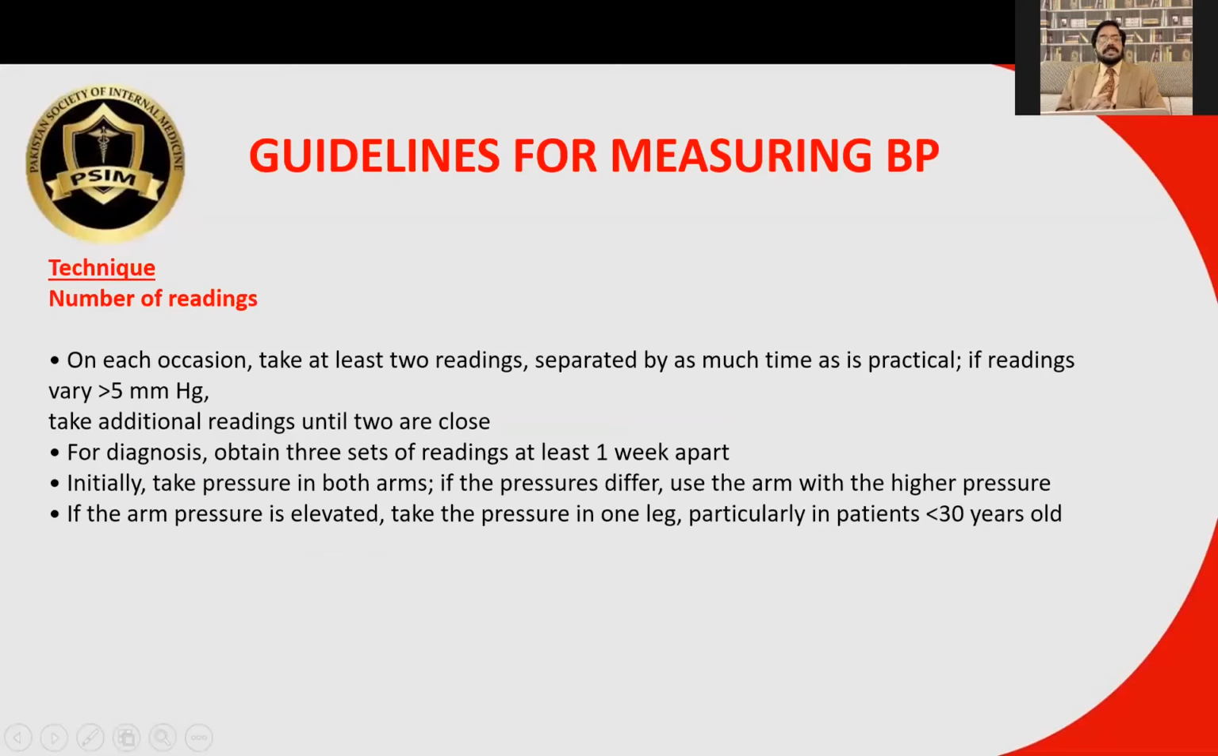Technique, number of readings. On each occasion, take at least 2 readings separated by as much time as is practical. If readings vary by more than 5 millimeters of mercury, you have to record their blood pressure patiently, and take additional readings until you are close. For diagnosis, obtain 3 sets of readings at least 1 week apart. Initially, take blood pressure in both arms. If the pressures differ, use the arm with the higher pressure. If the arm pressure is elevated, take the pressure in one leg, particularly in patients less than 30 years old. I have talked about some congenital anomalies as well.